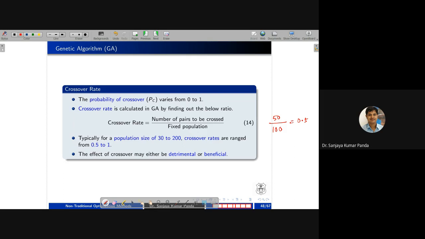It is suggested that the crossover rate should be 0.5 to 1. That means you can go for 100% crossover, but it should not be below 50%. If I take a population of 8, as in our example, the minimum number of crossovers we have to do is 4, in order to achieve 50%.